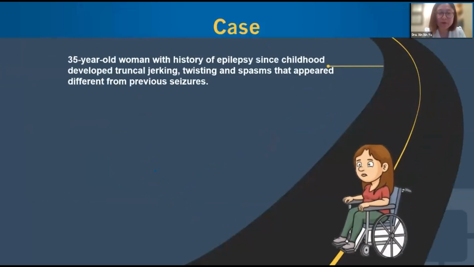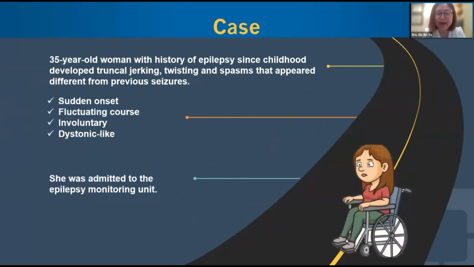This is a true case from our practice. This is a 35-year-old woman. She had a history of epilepsy since childhood. She developed sudden onset, intermittent, jerky movement, and also spasms and contortions of her trunk. She was admitted to the epilepsy monitoring unit to try to capture these episodes, and there was no EEG correlation associated with this abnormal movement. Based on the appearance, she was thought to have a dystonic phenomenon. Her neuroimaging was unremarkable, and there was no exposure to dopamine blocking or depleting agents.